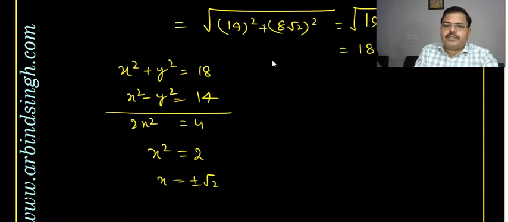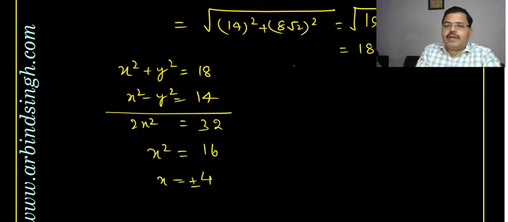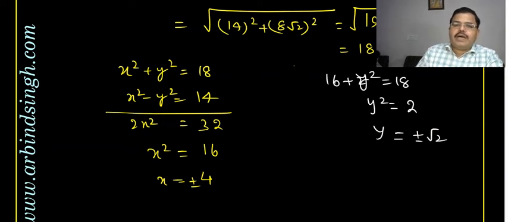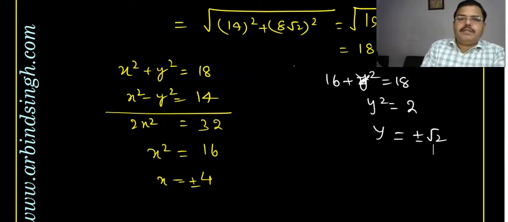If you put the value of x square here, this is an addition. So 8 plus 4 is 12, 32, x square is 16, x is equal to plus minus 4. If I put x square 16 here, in that case 16 plus 2, y square is equal to 18. So y square is equal to 2 and y is equal to plus minus root 2. So y becomes plus minus root 2 and x is what? X is plus minus 4.